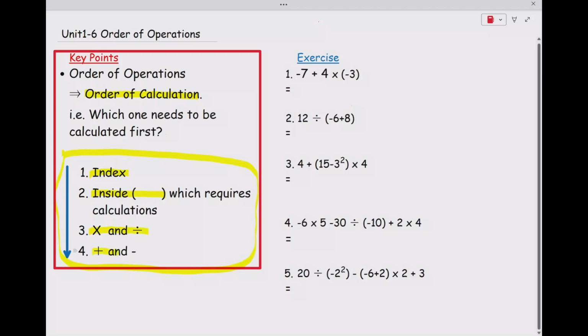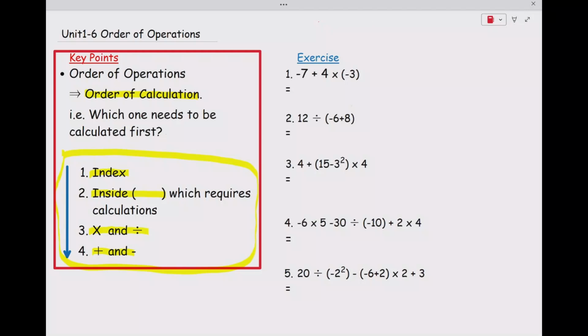Finally, there are additions and subtractions. Remember that additions and subtractions come last. Like multiplications and divisions, there is no priority between additions and subtractions, so, just go from left to right.